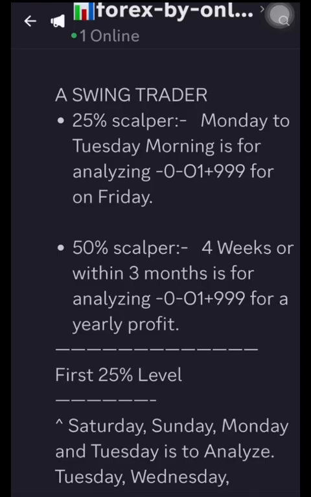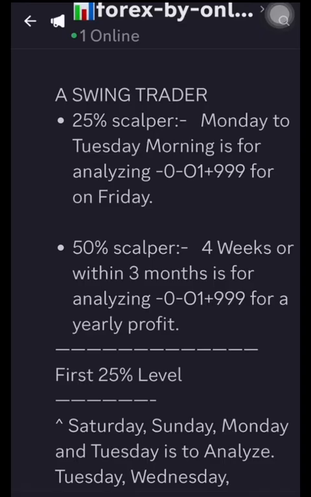Before you know it, if you learn everything between Monday to Friday, then on Saturday and the next Saturday and Sunday, you just make an analysis. You see that you're already getting better. So under the swing trader, now is the 25%. We have the 25% scalper, which is on Monday once the market opens.